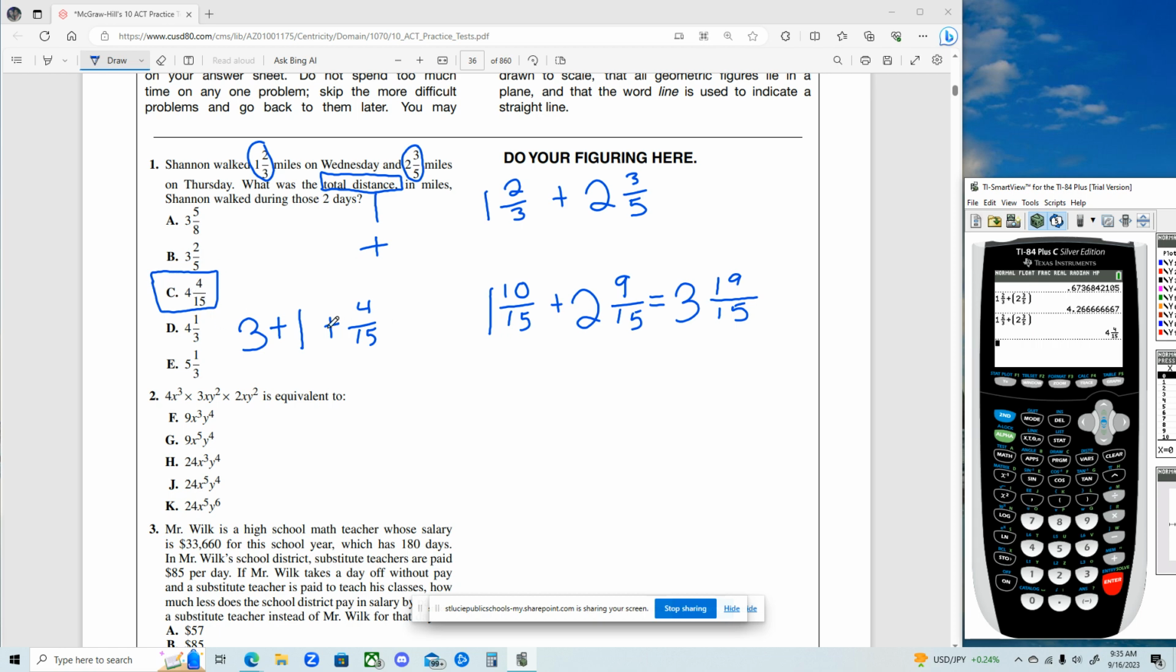So either way, I got it right by hand, or I figured out how to get my answer showing the way that I want to see it on the calculator.